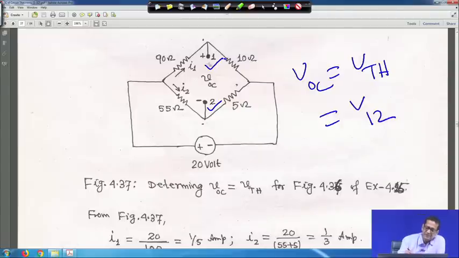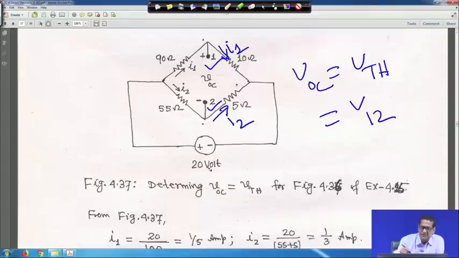As the 10 ohm resistance between 1 and 2 is open, the 90 ohm and 10 ohm are both in series, so the I1 current is flowing through them. Similarly, this branch is open, so the I2 current is flowing in this branch. Therefore, across this the voltage will be 20 volt, as connected.